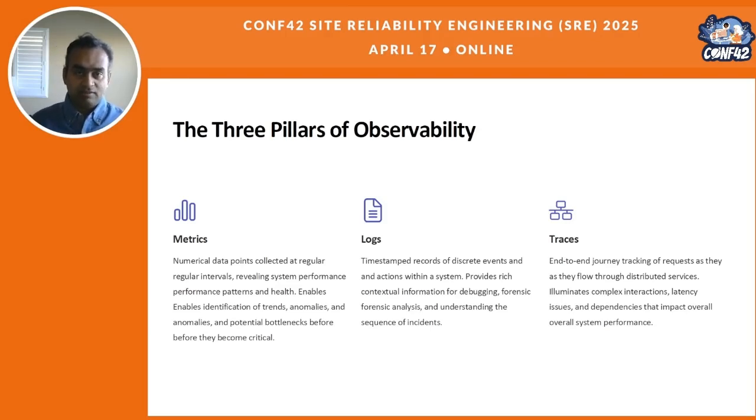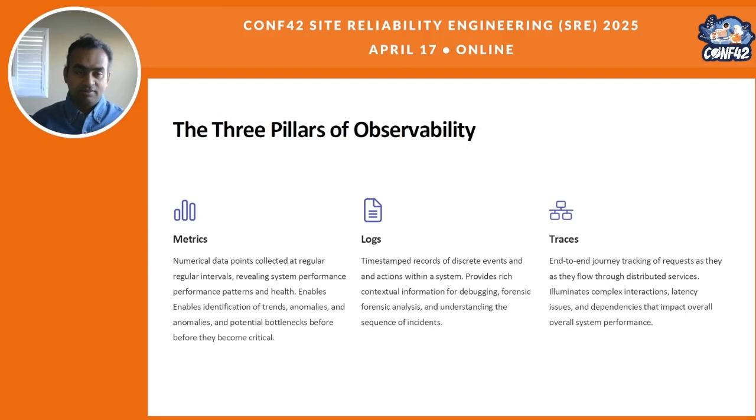The second pillar in observability is logs. Logs are timestamped records of discrete events and actions within the system. They help us by providing rich contextual information for debugging, forensic analysis, and understanding the sequence of events.